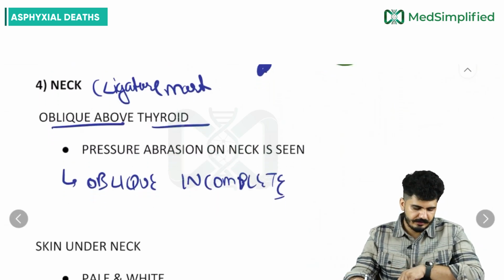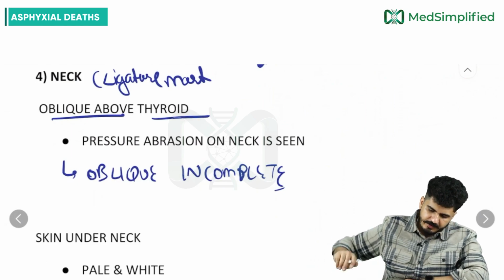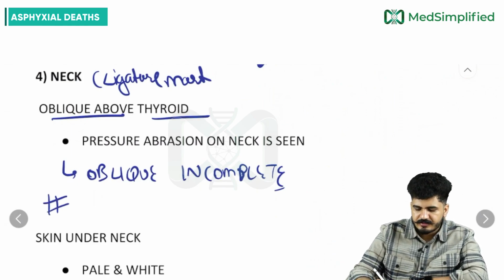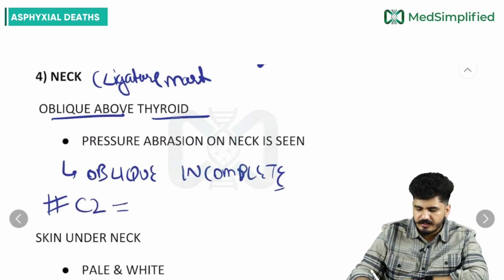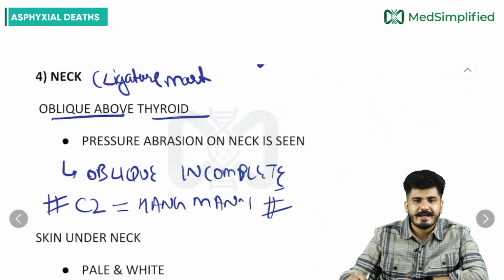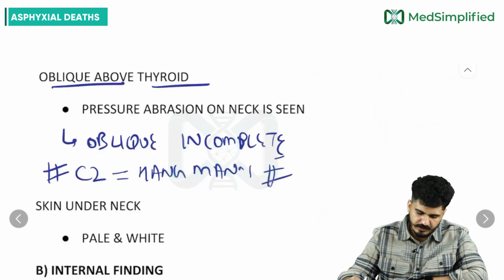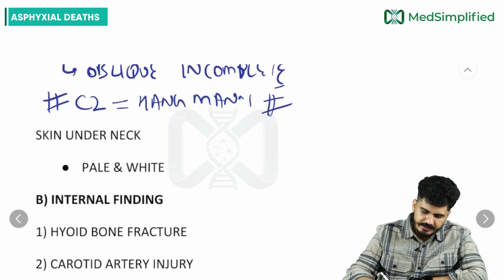Oblique. Now coming, sir, plus there will be a fracture on the neck. There will be a fracture of the C2 vertebra. Fracture of the C2 vertebra is the hangman's fracture. It's also called what, sir? Hangman's fracture.